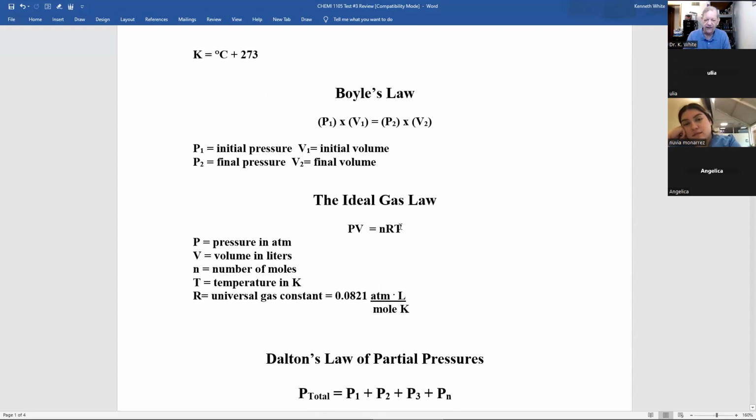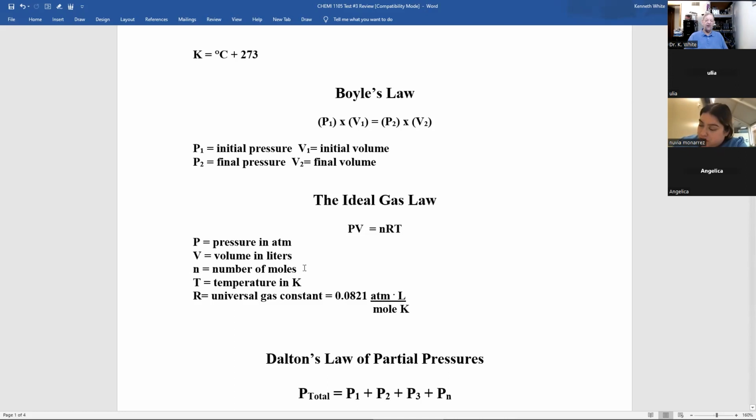Next, the ideal gas law, PV equals nRT. P is pressure in atmospheres, and you have to convert that. You go back and look at chapter 6, practice problem answers, and you see I show you how to do that. Remember, this was the one that was 15 points. And V is volume in liters, which I'll always give you in liters.